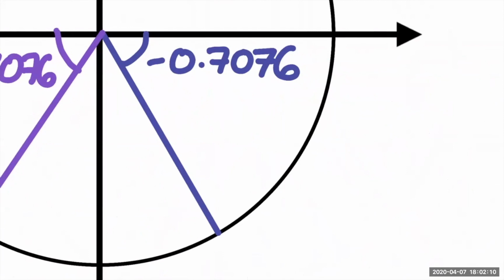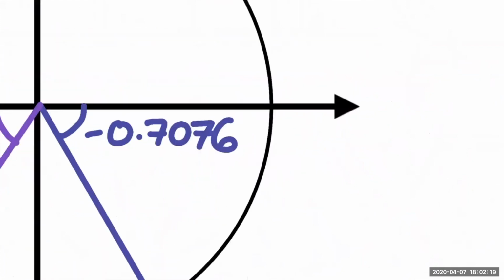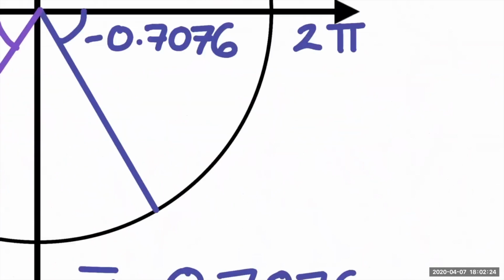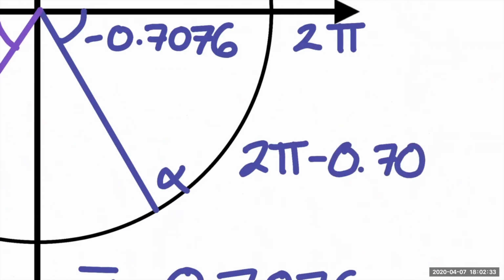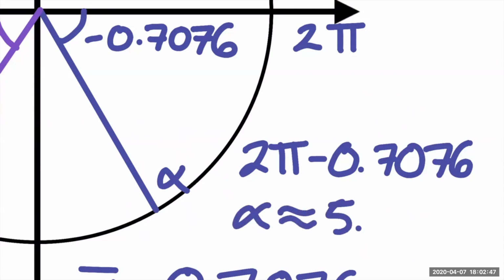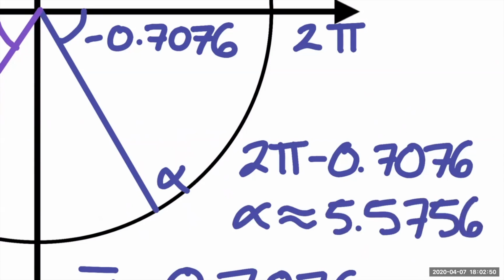So we're going to have to do a little more work to find an angle that is coterminal with that blue angle of negative 0.7076. In order to do that, we know that this is the location of 2 pi. And so to find the angle measure of this location of alpha, we can do 2 pi and subtract off our reference angle. So I'll enter that into the calculator. And we get that alpha is approximately 5.5756.